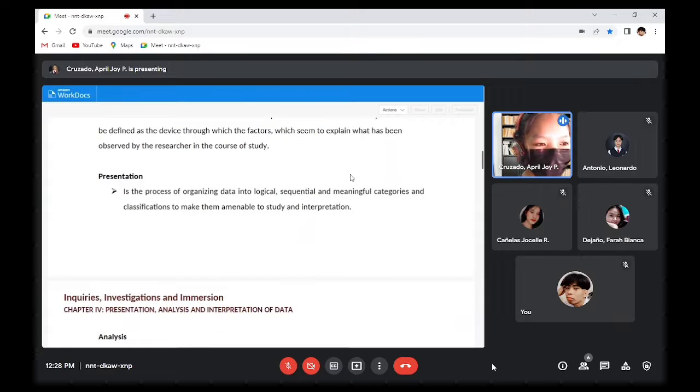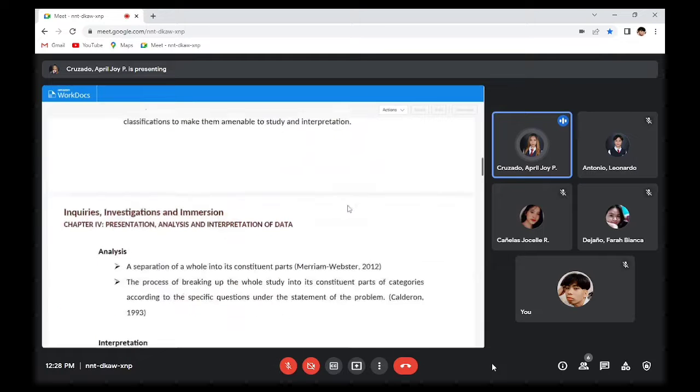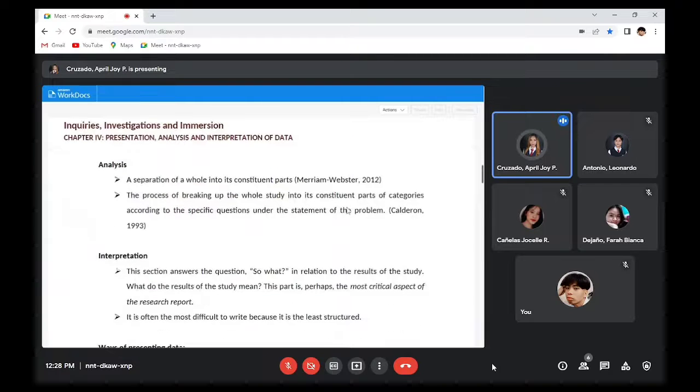Presentation. Presentation is the process of organizing data into logical, sequential, and meaningful categories and classifications to make it amenable to study and interpretation. Analysis. Analysis is separation of a whole into its constituent parts. Merriam-Webster, year 2012. The process of breaking up the whole study into its constituent part of categories according to the specific question under the statement of the problem.